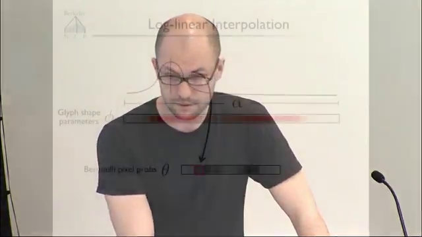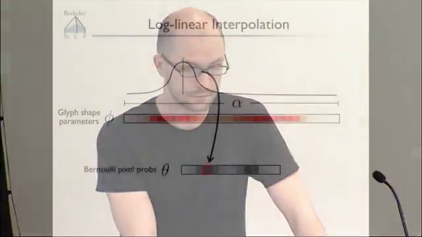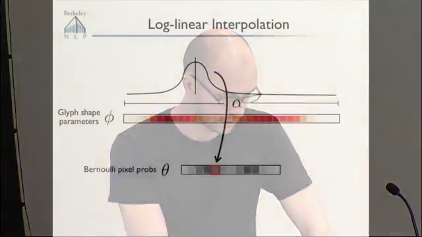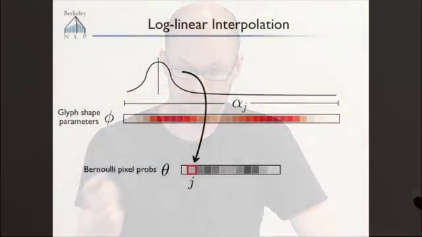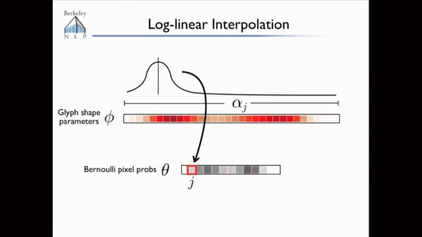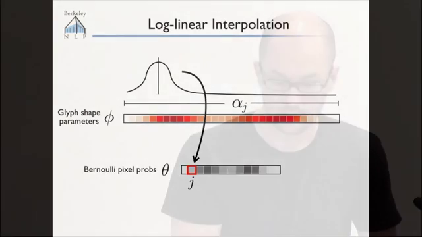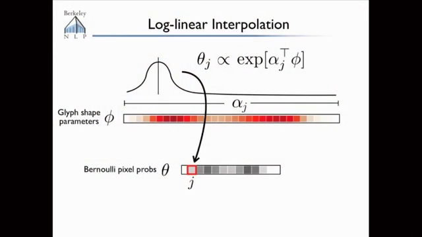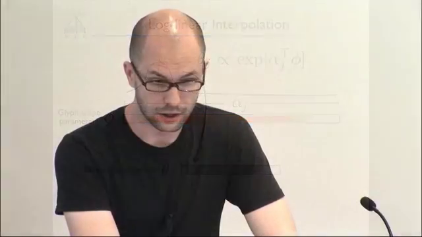Now, to generate the remaining Bernoullis in this row, as we move along to the right, we interpolate with different vectors alpha that are still shaped like Gaussians, but now are centered proportionally along the row. So the Bernoulli pixel probability at position j is generated by interpolating with a specific vector alpha sub j. Now our parameterization looks like this: theta sub j is log proportional to the inner product of alpha sub j and phi.